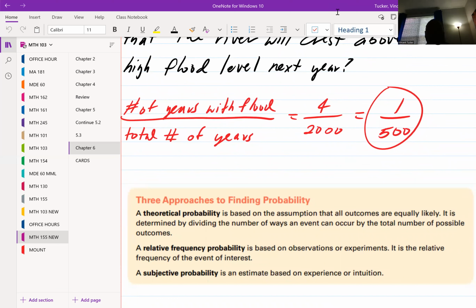So we have our 3 approaches to finding probability. We've talked about 2 of them already. The third we'll see in a second. It doesn't really call for any calculation. We have theoretical probability. It's based on the assumption that all outcomes are equally likely. It is determined by dividing the number of ways an event can occur by the total number of possible outcomes. Then we have relative frequency probability, which is based on observational experiments. It is the relative frequency of the event of interest. And then the last one, subjective probability. It is an estimate based on experience or intuition.